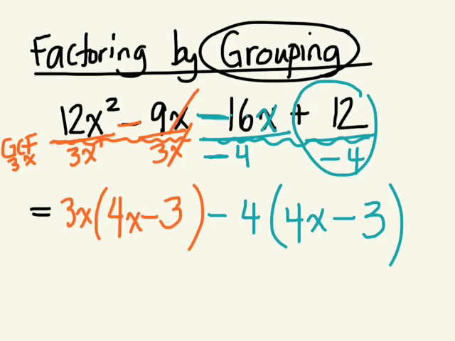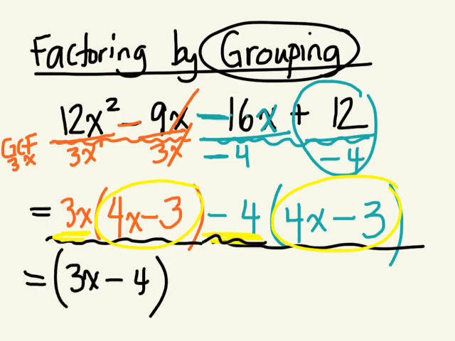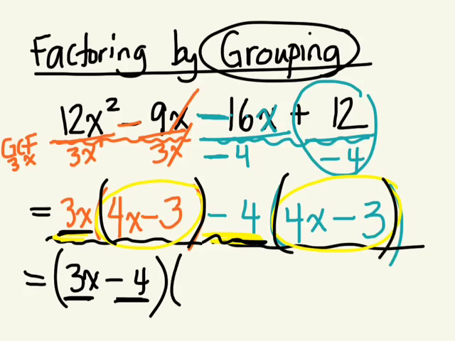We're not done. What do you notice about this expression? They have the same inside. Yes. This term can be multiplied by 4x minus 3, and this term is multiplied by 4x minus 3. We write this as, the first part is 3x minus 4, because this and this are both multiplied by what? 4x minus 3. So we can group them together. Both of those terms are going to be multiplied by 4x minus 3.